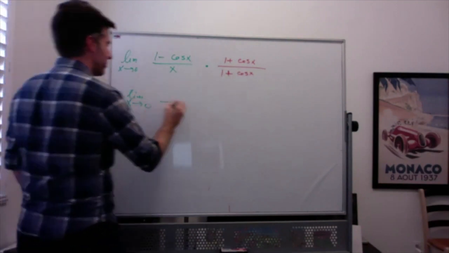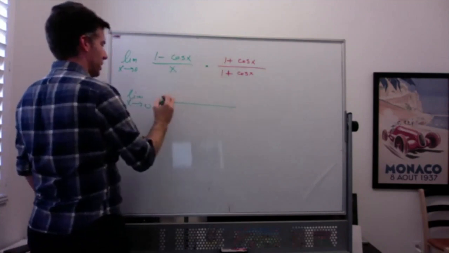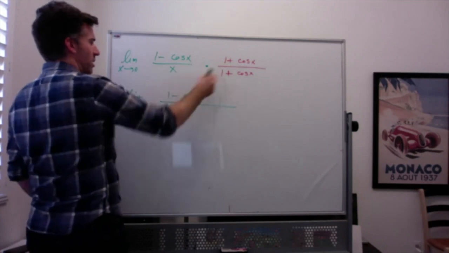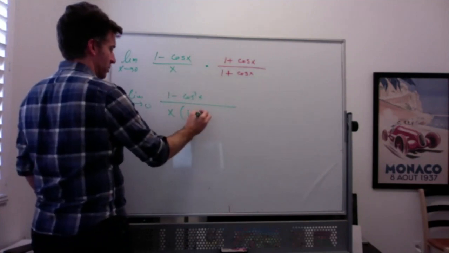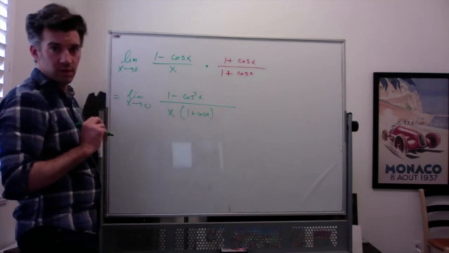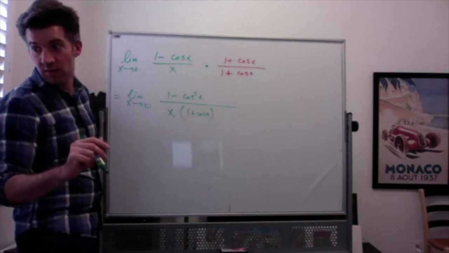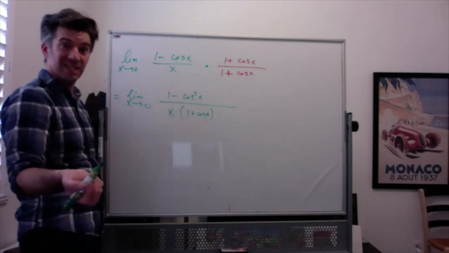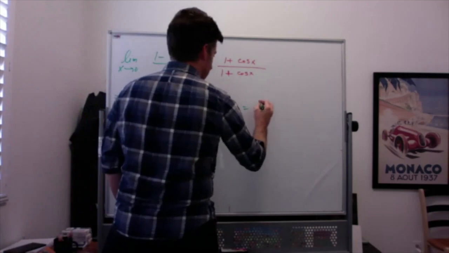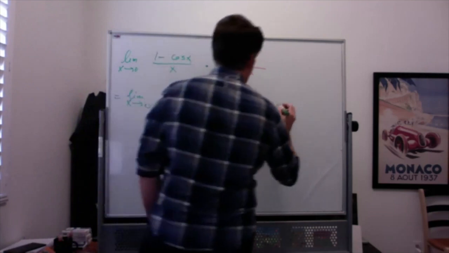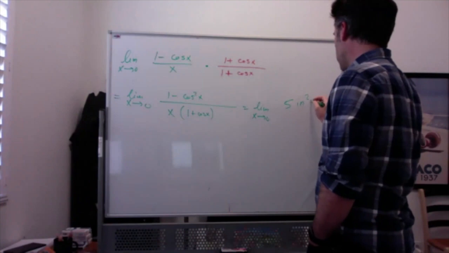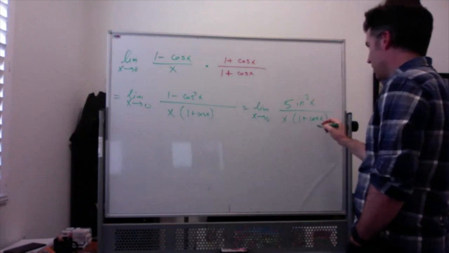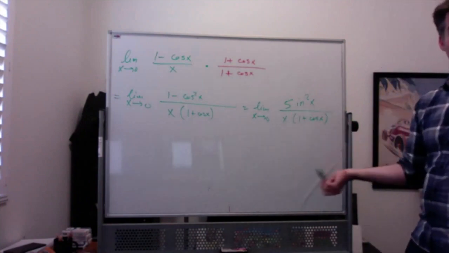So in this case, here's what we get. Limit as x goes to 0. 1 minus cosine times 1 plus cosine is 1 minus cosine squared x. And the denominator I'm just going to leave as x times 1 plus cosine x. All right. Now, 1 minus cosine squared x, the trig identity for that is sine squared x. This is equal to the limit as x goes to 0 of sine squared x over x times 1 plus cosine x.